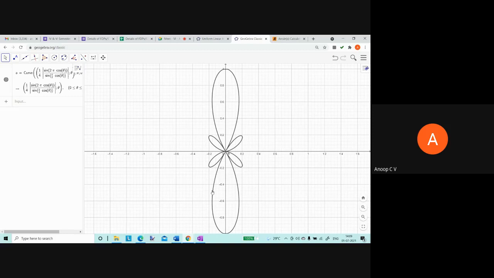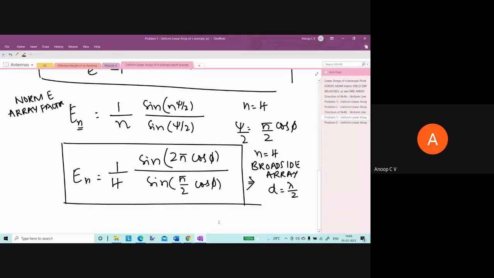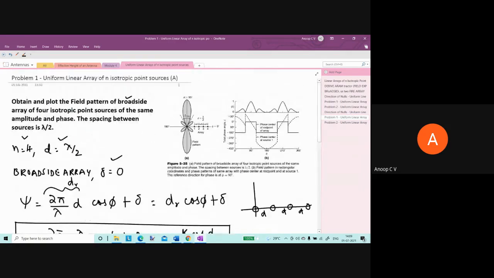As it is broadside, it is known that the maximum is along 90 degrees. What is the meaning of a broadside array? Broadside array means the maximum is along 90 degrees. So this is the expected pattern. The maximum is along 90 degrees and 270 degrees, and nulls are happening in these directions. So we should find out what the directions of nulls are.